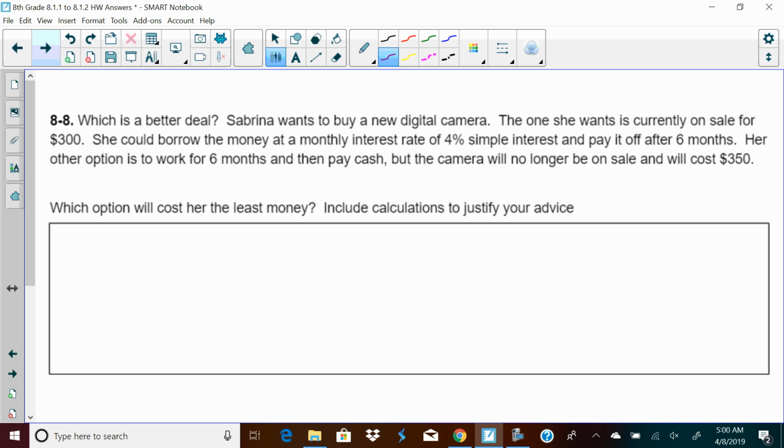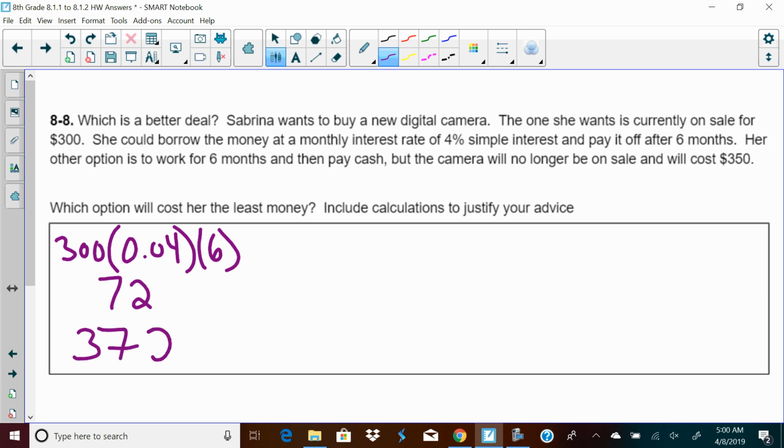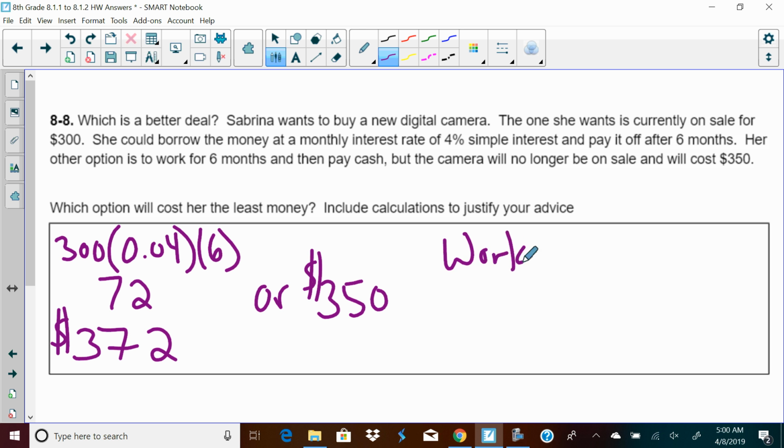So first we got to figure out how much extra money she's going to owe. So 300 times 0.04 times 6 equals $72. So $372 will be how much she owes in the loan, or she could just pay $350 in 6 months. So working for 6 months is the better deal.